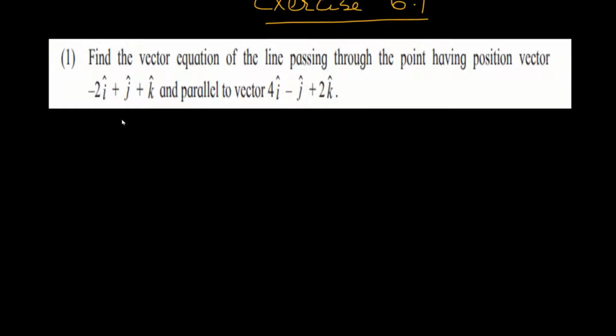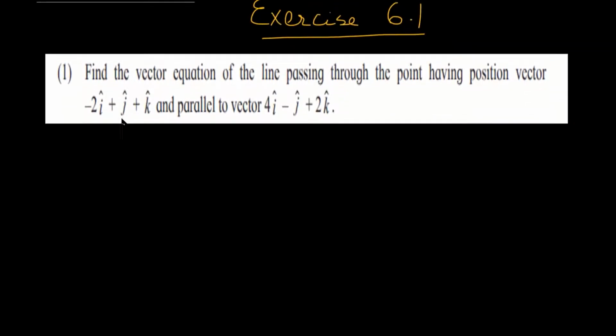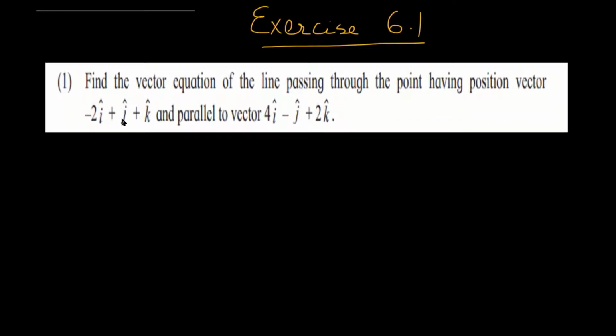Now in exercise 6.1, we begin with the first sum. That is, find the vector equation of a line passing through the point having position vector minus 2i plus j plus k and parallel to the vector 4i minus j plus 2k. So obviously this line passes through a given point and is parallel to a given vector. So we will be using this form of the equation, that is R is equal to A plus lambda B.